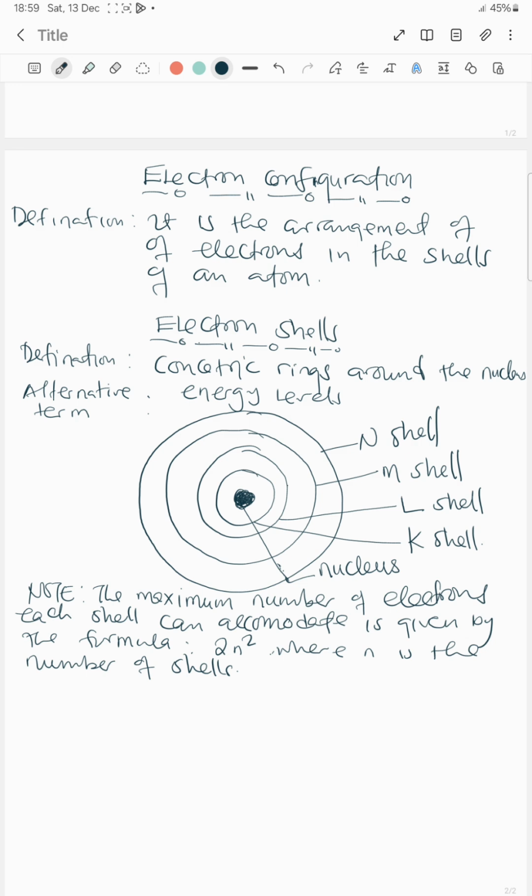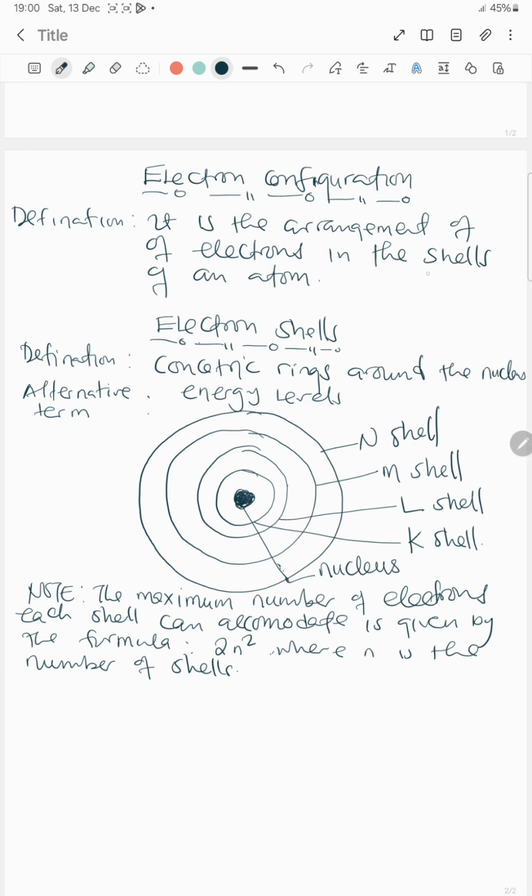This time around we're looking at a wonderful subtopic, which is electron configuration. Electron configuration, by definition, is the arrangement of electrons in the shells of an atom. So that is what we mean by electron configuration.